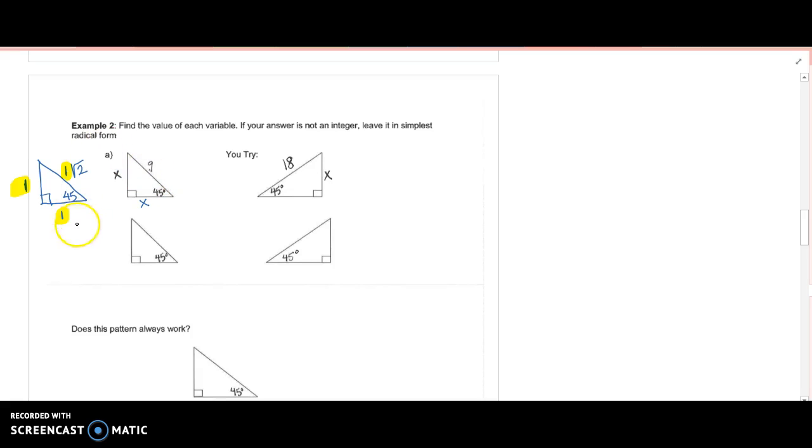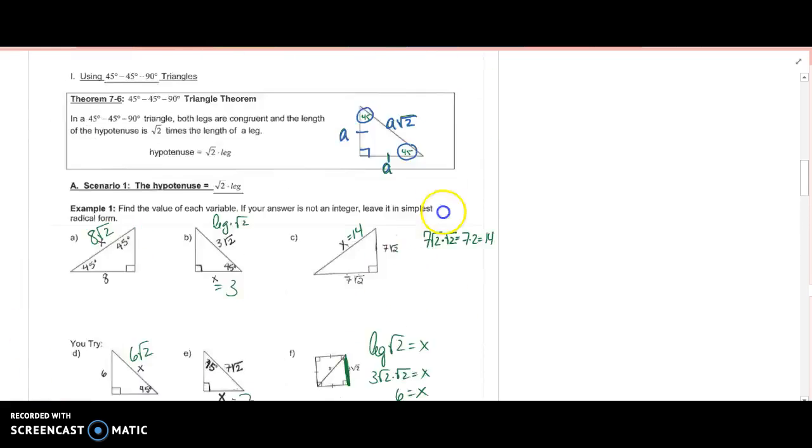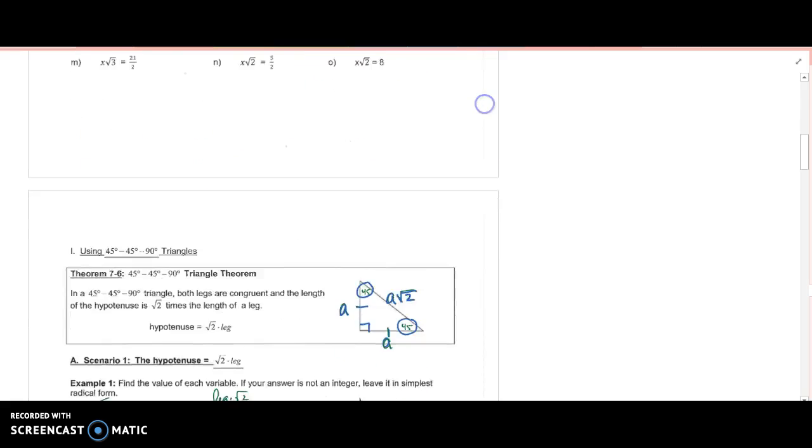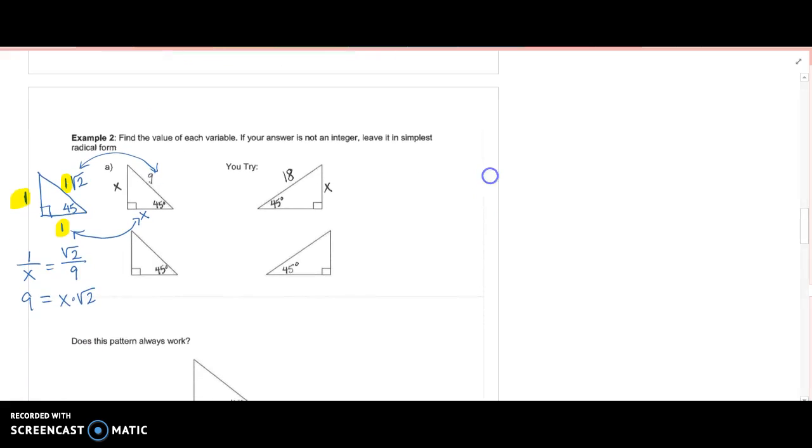So let me set up a proportion. 1 is to x as square root 2 is to 9, and now I can solve for what that x is. So we know what we do. We cross multiply. We get x times square root 2. Now this looks like what we did on our very front page when we practiced this algebra, right? Isn't that this scenario right here, except instead of 5, we now have a 9. So how did we solve this? We divided both sides by square root 2. So let's do that here on our problem. In order to get x by itself, we divide by square root 2.